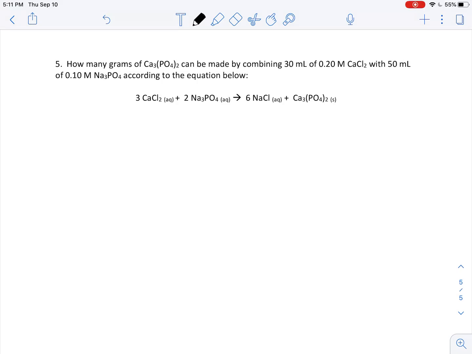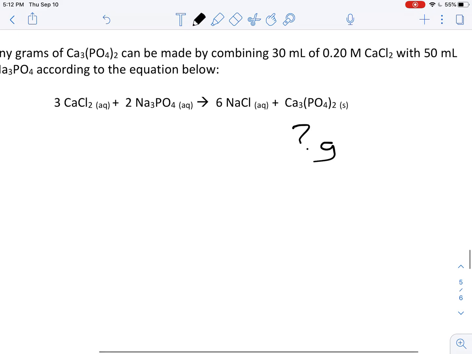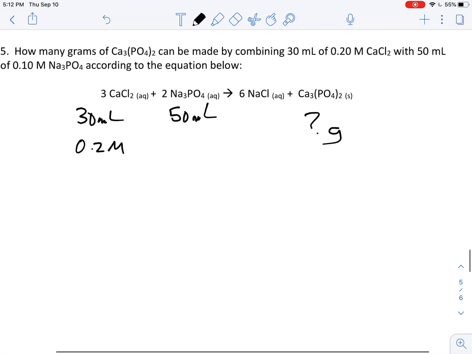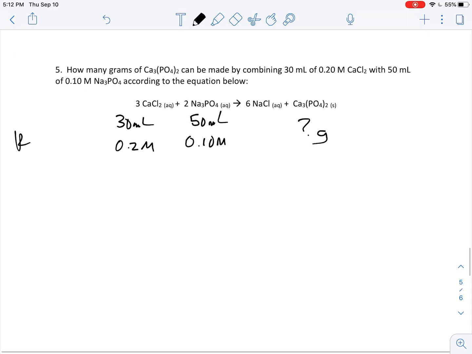Last one, number 5 here. It wants to know grams of calcium phosphate. And what did they tell us? They told us that we had 30 milliliters of 0.2 molarity of this, and we're going to mix it with 50 milliliters of 0.10 molarity of this in the real world.